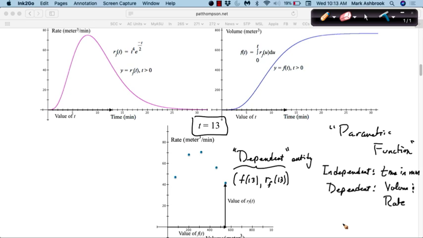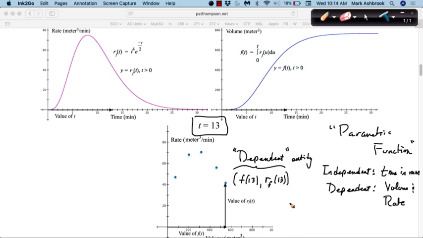Yeah, Nick? Since they're both dependent variables, could you flip the value of the f and rate? Yeah, absolutely. We could have shown volume on the y-axis and rate on the x-axis, and that would have been fine. It's a very similar but different parametric function, switching where we put those. Yeah, it's totally valid. So other questions on the idea here?